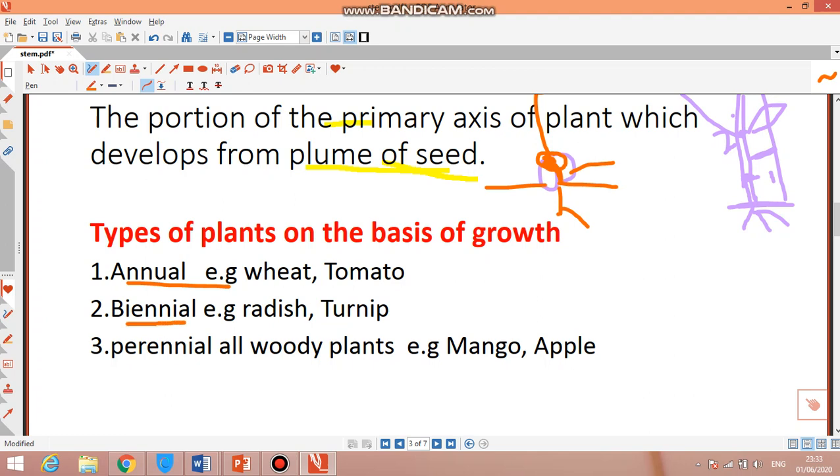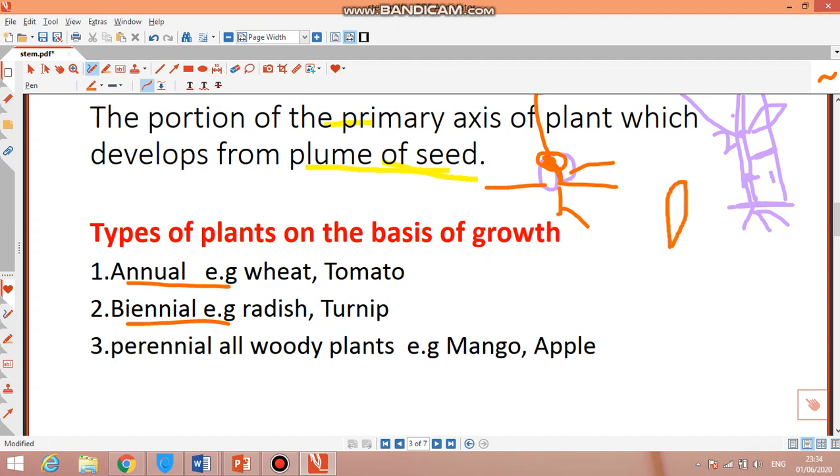Next one is biennial. Biennials are those plants which live for two growing seasons. They develop leaves on a short stem in the first growing season and they store food in their tuberous taproot. The leaves die away at the end of the growing season, especially in winter. They use this stored food to develop flowers and fruits in the second growing season after winter. For example, radish and turnip.